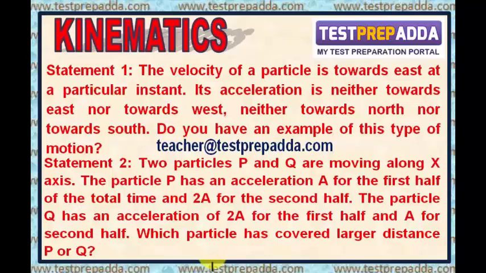Second statement. Two particles P and Q are moving along x-axis. The particle P has an acceleration a for the first half of the total time and 2a for the second half. The particle Q has an acceleration 2a for the first half and a for the second half. Which particle has covered larger distance, P or Q? Mail me your answer at teacher@testprepadda.com.